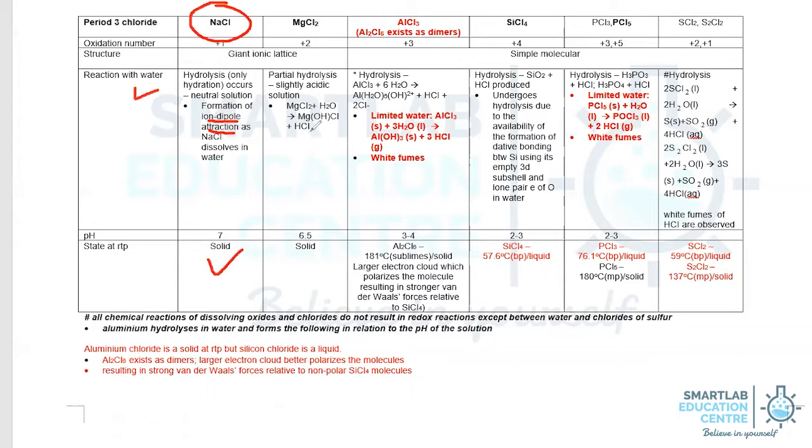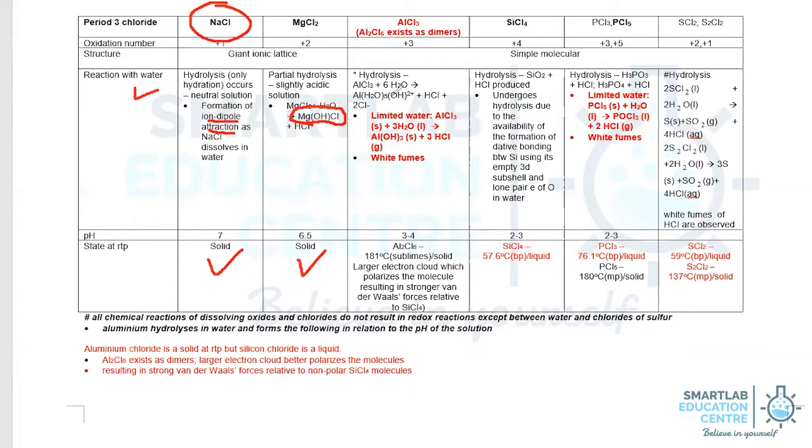Next, you get a partial hydrolysis of magnesium chloride in water. You do get MgOHCl. This is actually a compound that involves a complex ion inside. We'll take a look at it in greater detail later. That could occur in the presence of water. So the pH is actually about 6.5.